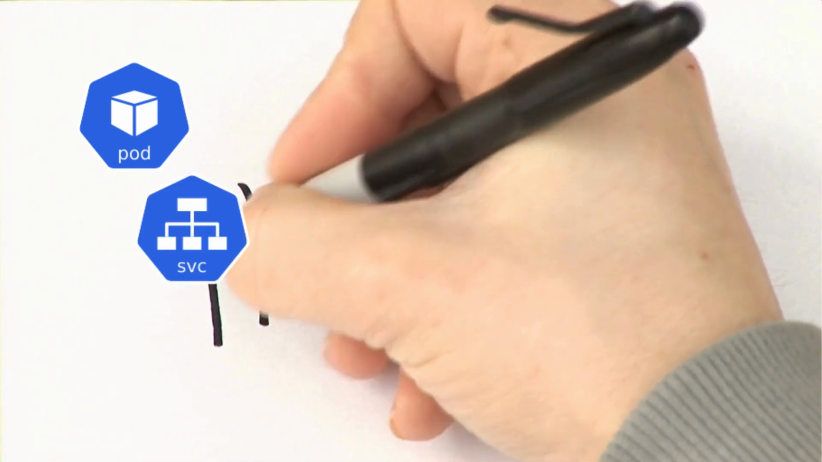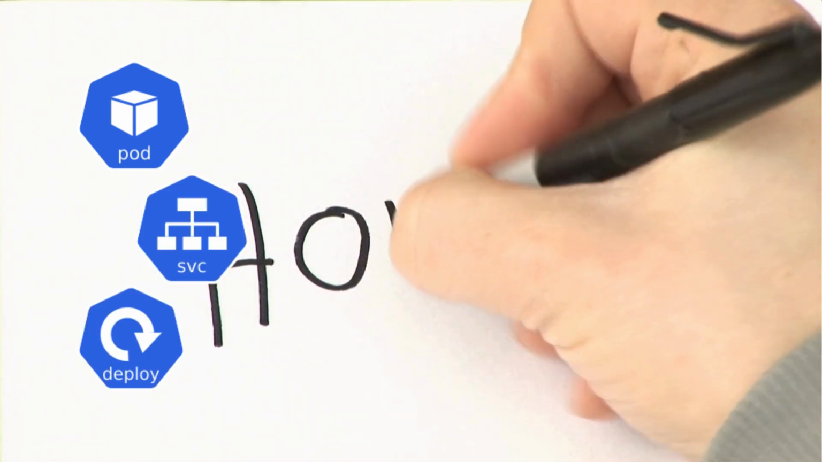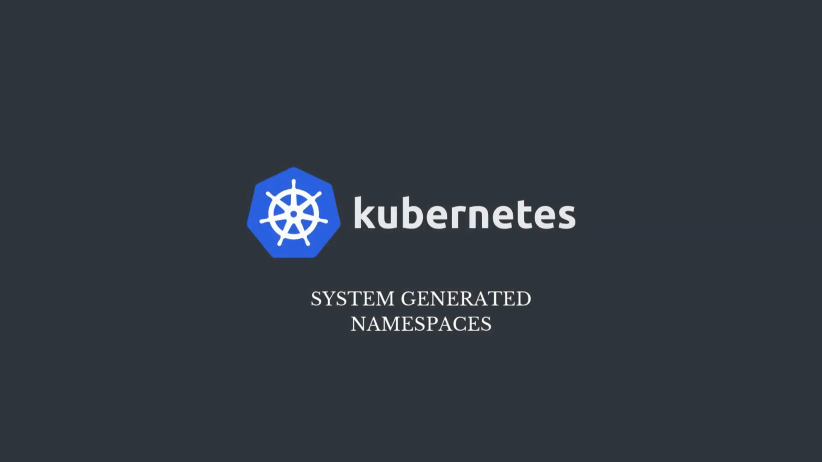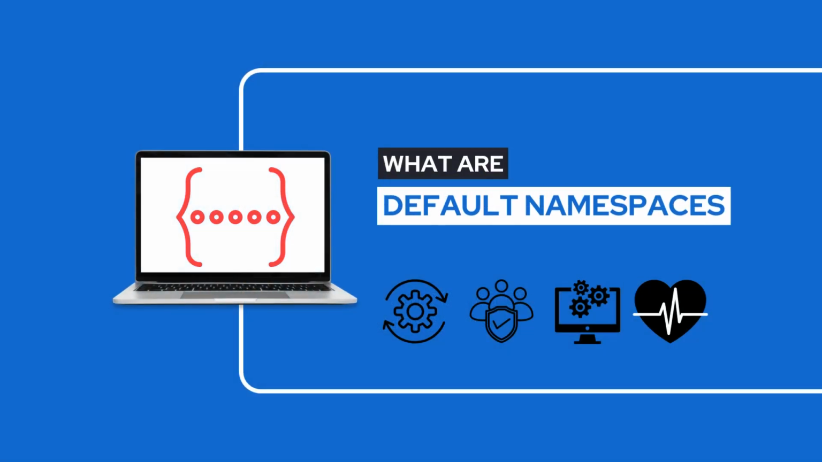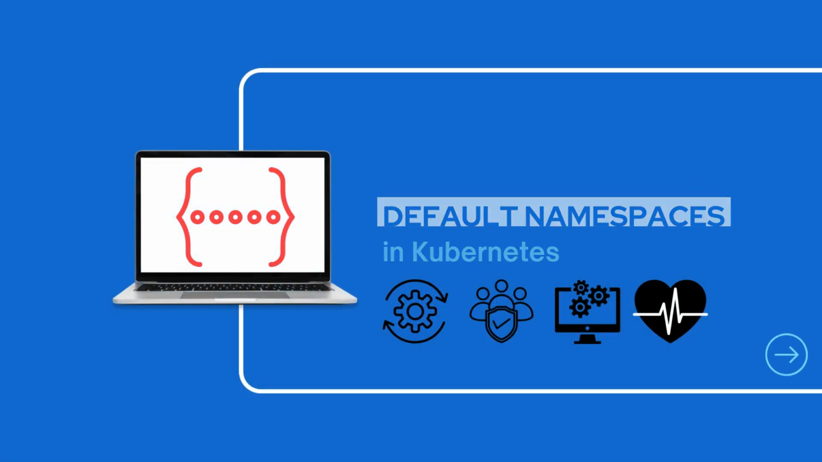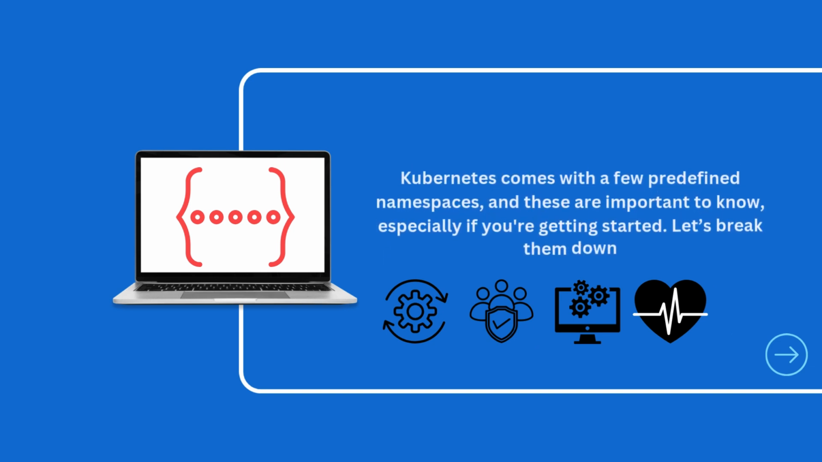We get that namespaces are important, but how were we able to create deployments, pods, and replica sets till now? Well, the answer is Kubernetes creates some namespaces itself when you set up the cluster. So let's look into what the default namespaces in Kubernetes are. Kubernetes comes with predefined namespaces, and these are important to know, especially if you are getting started. So let's break them down.